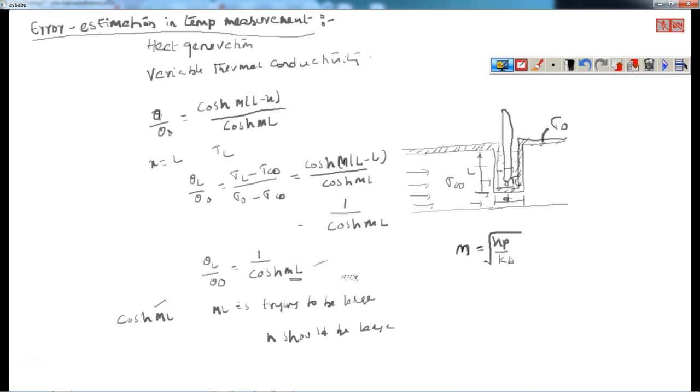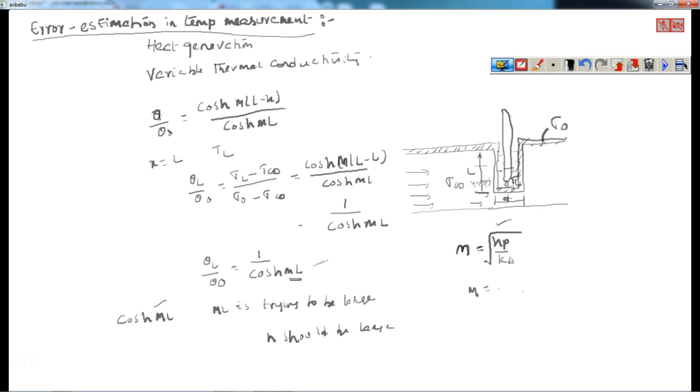For mL to be as large as possible, what you have to do is, if I write m is equal to the square root of hP by kA, h should be a large value, or otherwise k should be a very small value, so that I can reduce the conductivity here, and then I can ensure closer values to the fluid temperature. This is what I mean to say here. Okay.